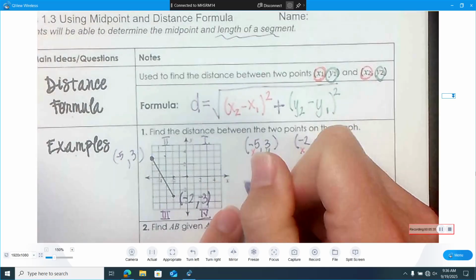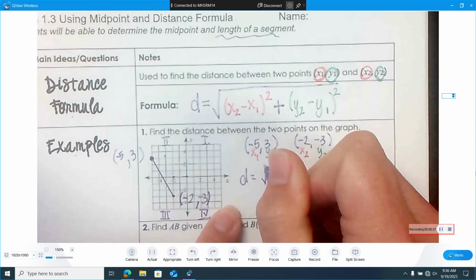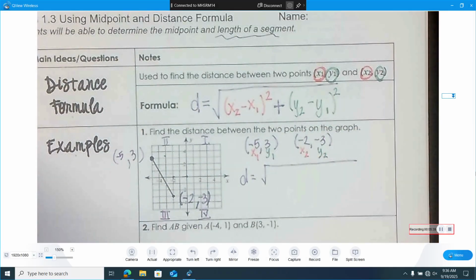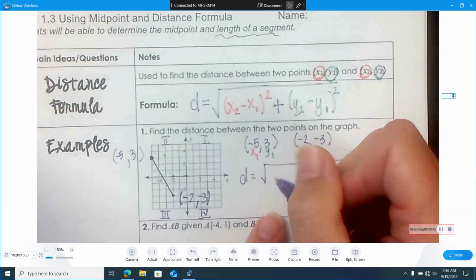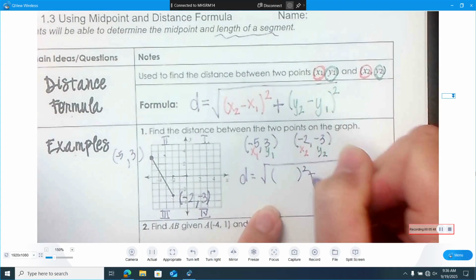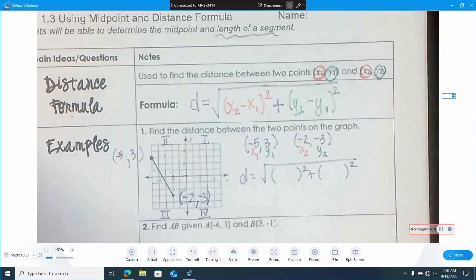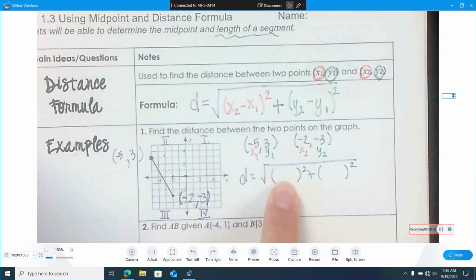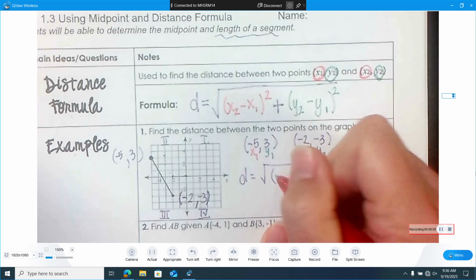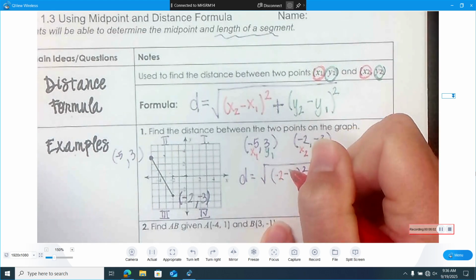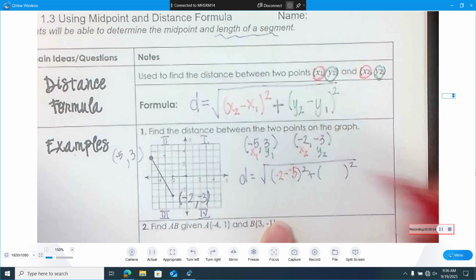Now to find the distance, I am going to set up my giant radical. And I'm going to set up my bubble squared plus a bubble squared. I like to get things set up that structure, and then we can fill it in from there. First, I'm going to subtract my x's. So what should I do? Negative 2 minus a negative 5.